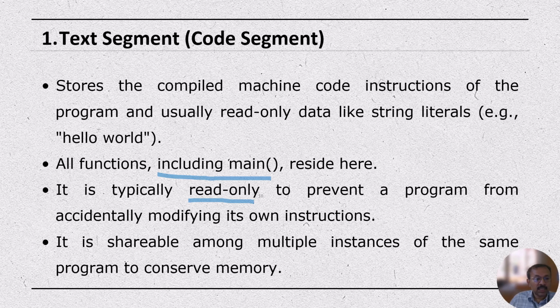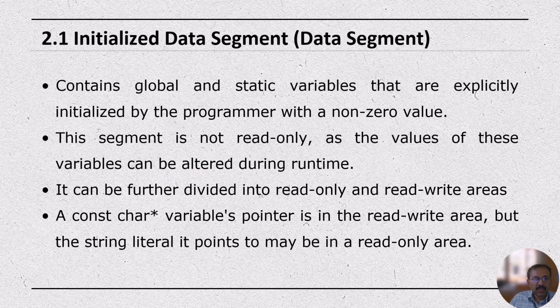So this is about the first segment, the code segment. Then the initialized data segment, as I mentioned, has the static and global variables. We already mentioned that in the initialized segment we write int x = 0. Let's say static int y = 10. So these are initialized variables, and those things are available in the data segment part.